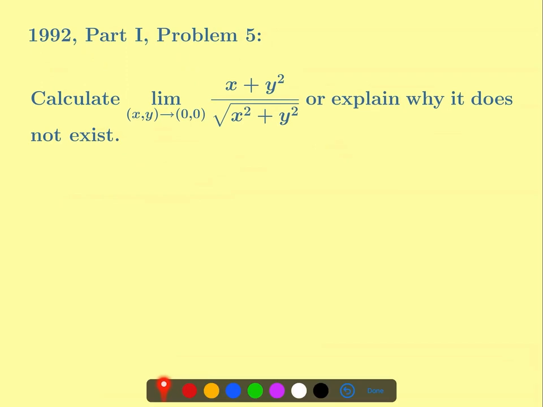Calculate this limit as xy approaches the origin of x plus y squared divided by square root of x squared plus y squared, or explain why the limit doesn't exist. And that's really what we're going to do. The limit doesn't exist. And really, in a question like this, the first thing to check is to approach the origin in a few different directions and see what happens. We're going to look in a couple directions here, and what directions you use can vary.